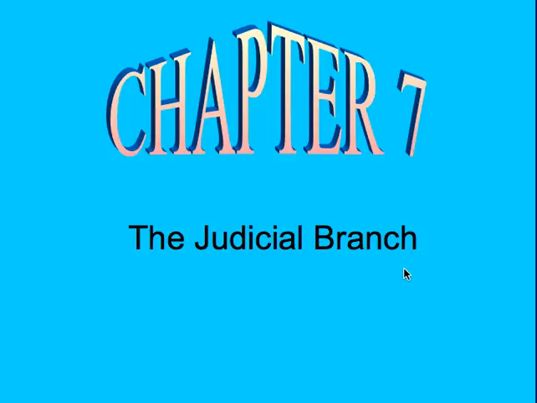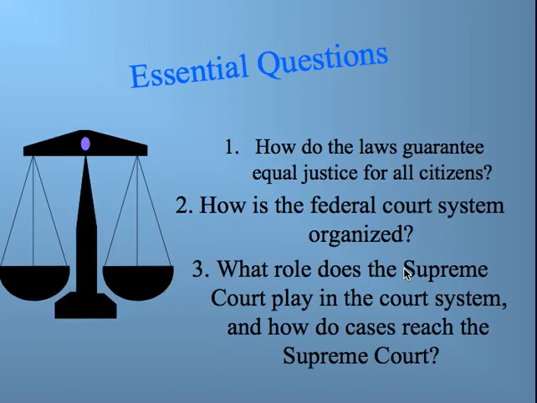The next chapter we're going to be looking at in our civics unit is the judicial branch. In this chapter, we want to look at really trying to answer at least three essential questions. Number one, we want to know how the Constitution of the United States guarantees equal justice for all citizens. Also, we want to look at how judges get appointed to federal courts and how the federal court system is organized, how cases move up through the federal court system.